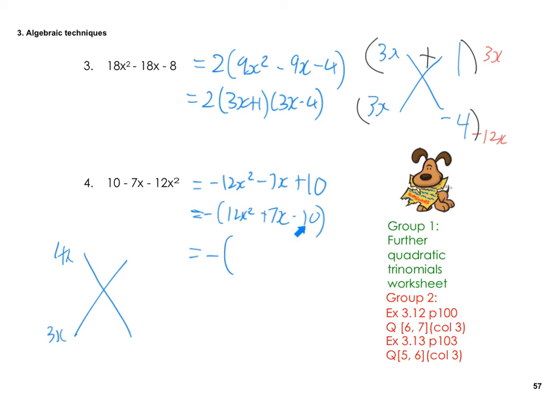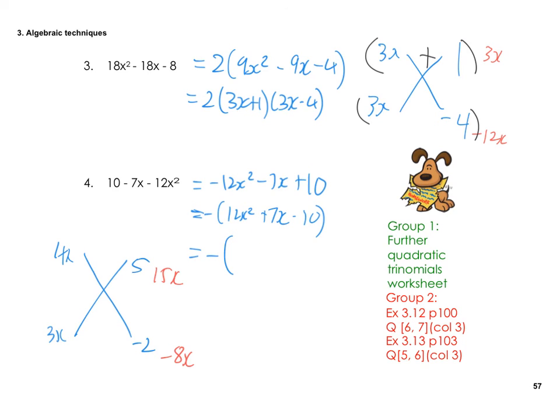Now on the number side, I want to get minus 10. Now remember, the original one was plus 10, but I'm now looking at this bit here because I've changed this to be this. That's a minus 10. So I believe it's minus 2 and 5 here should work. Let's double check it. So 4x times minus 2 is minus 8x. 5 times 3x is 15x. 15x take away 8x is plus 7x.